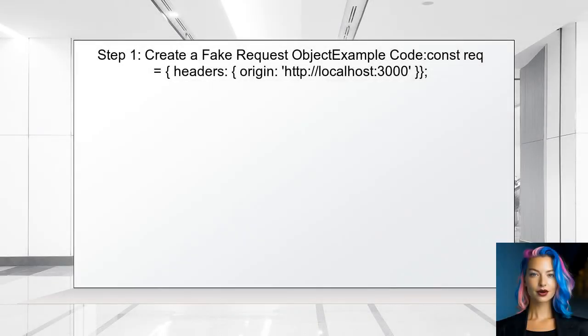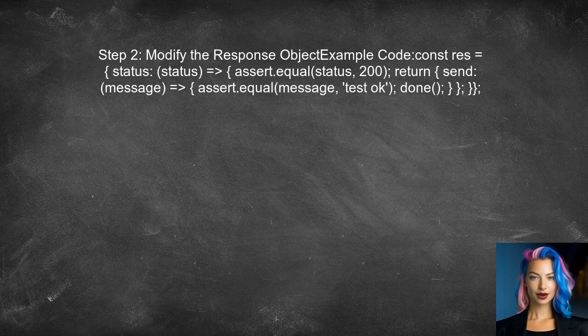To address the user's issue with CORS in their Firebase Cloud functions, the first step is to ensure that the request object is properly set up in the test. The user should create a fake request object that includes the necessary headers. Next, the user should modify the response object to include a method for sending a response. This will help in verifying that the response is correctly handled after the CORS middleware is applied.